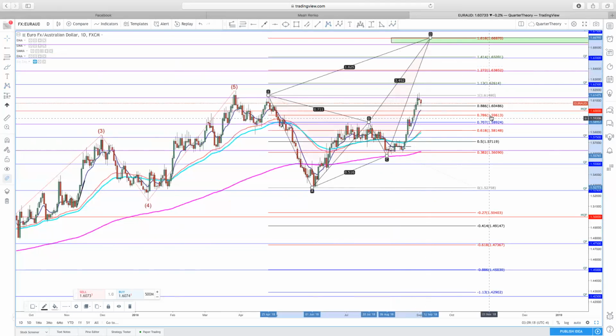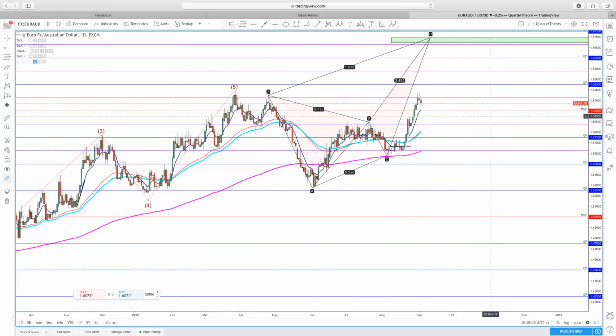Okay, so this is just an area of possibility. It depends on what price does once it gets back into this major quarter point here, or into my mid quarter point here. If it comes down here, makes a reversal pattern, it is going to continue up. We are going to continue to complete this pattern here.